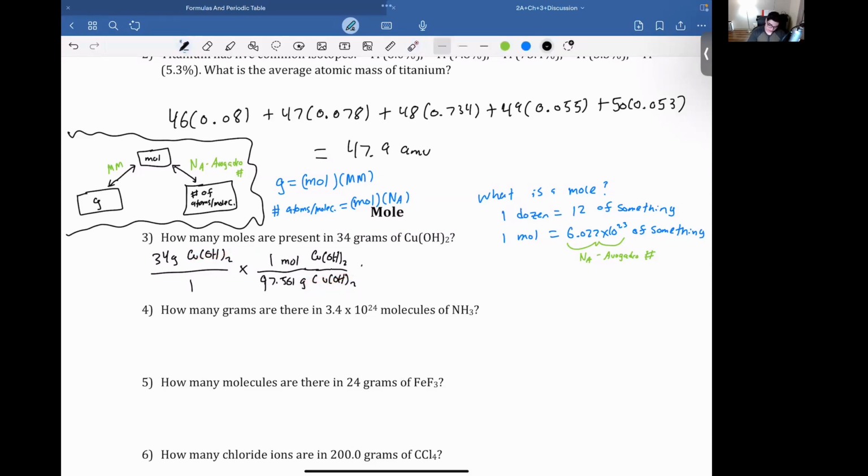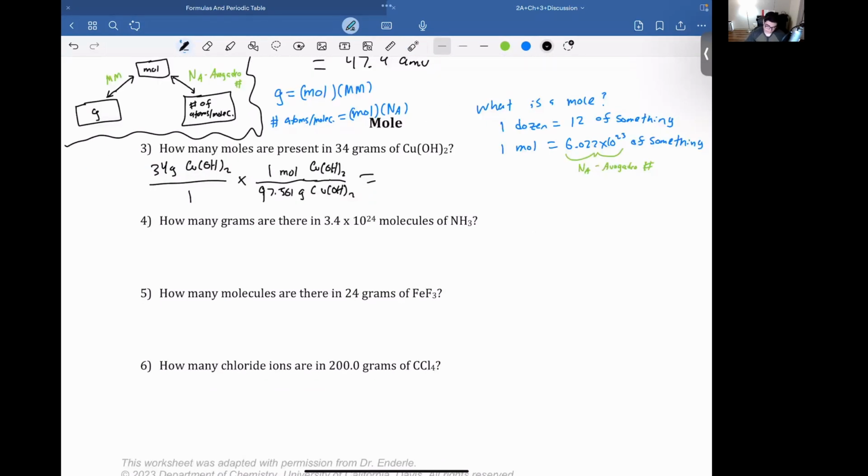And then you go ahead and plug this into your calculator. And so when you plug this all into your calculator, you should get 0.35 moles of copper hydroxide. That's it, done.